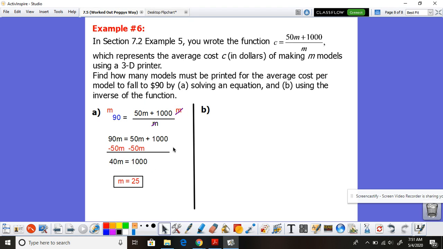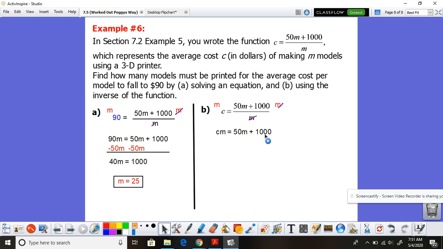All right, B, it says using the inverse of the function. Okay, so all I'm going to do here, I'm going to start with the same equation, and I'm just going to solve for m. Okay, so here's the equation. Once again, multiply by m on both sides. When I do that, this and this cancel, and I'm left with this.